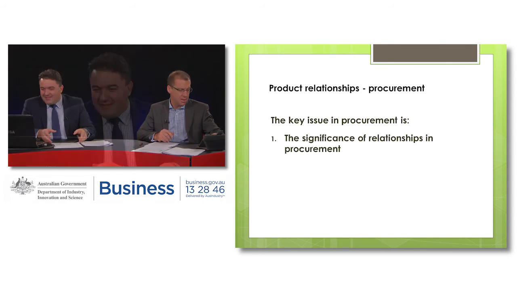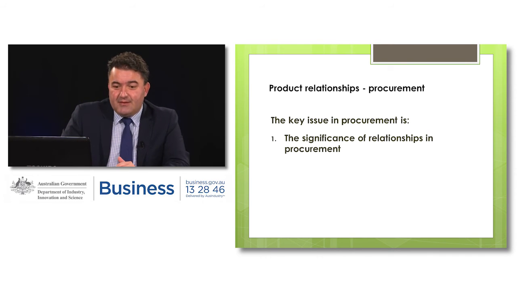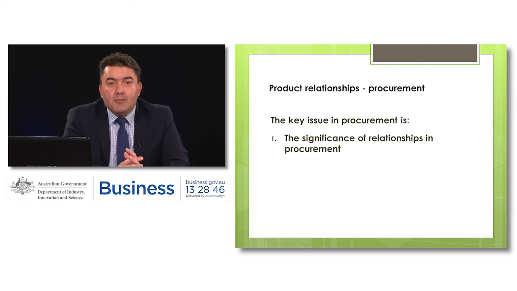Okay. Following on, product relationships associated with procurement. The key issue in procurement is the significance of relationships. Procurement is very important to the value chain and is changing dramatically all the time. From buying a product or service at the cheapest cost to ensuring the product or service purchased contributes to the overall quality, performance and end satisfaction of the customer is now a non-negotiable for end users in the value chain.